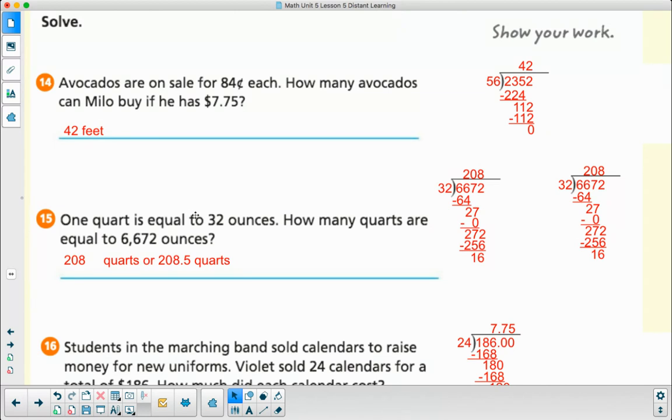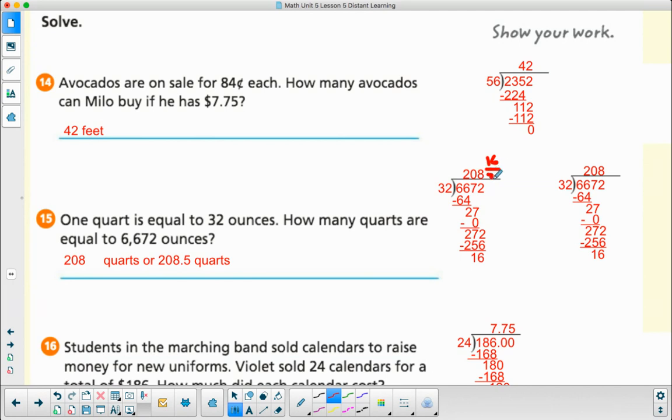All right, 1 quart is equal to 32 ounces. How many quarts are equal to 6,672 ounces? So, I have 6,672 divided by 32, give me 208 with a remainder of 16. One thing I can do is I can make that into a fraction and go with 16. My remainder is my numerator because it's what's left of the 6,672.